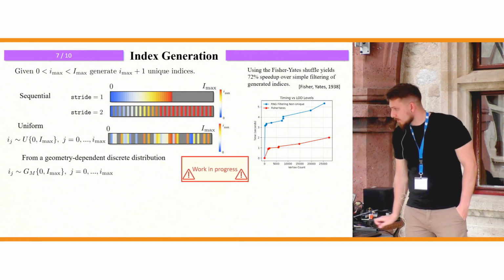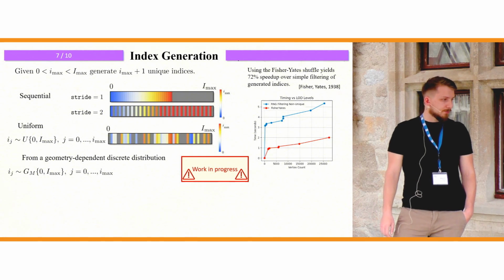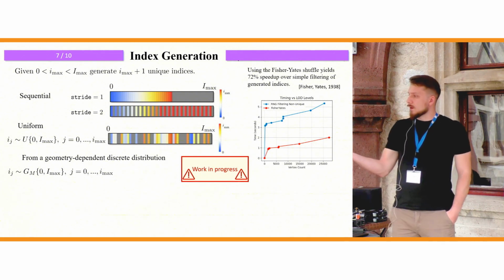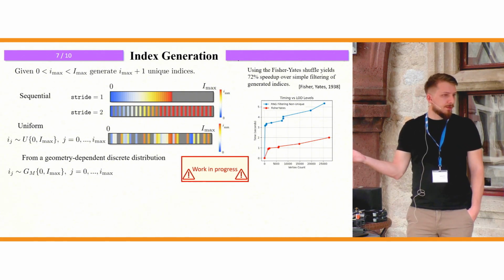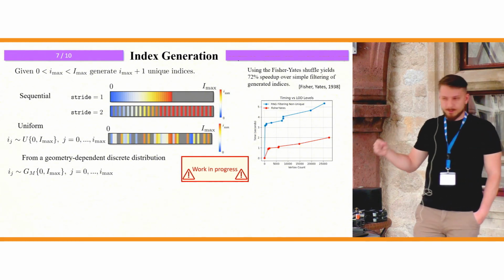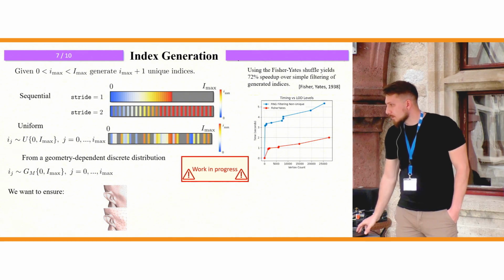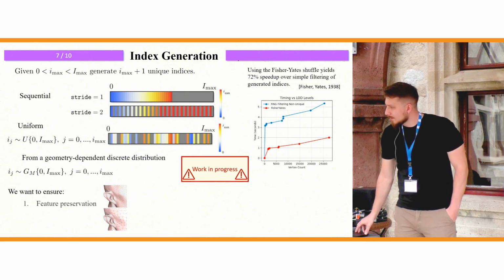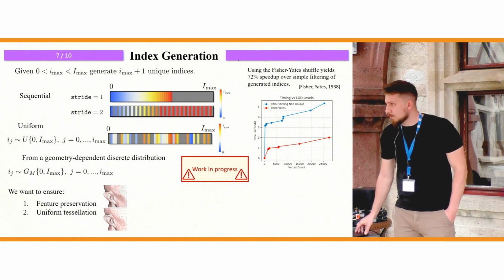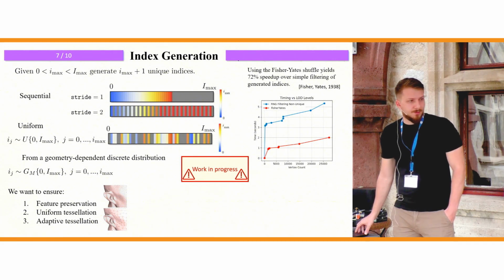Here comes the work in progress that isn't done yet because it requires a lot of implementation tasks. So we could as well sample the indices from a different distribution, which is computed from the actual geometry of the already read vertices. And things we want to ensure are feature preservation, uniform tessellation, which is good for the ball pivoting algorithm, for example, for the uniform ball radius, and some kind of adaptive tessellation approaches for different features.